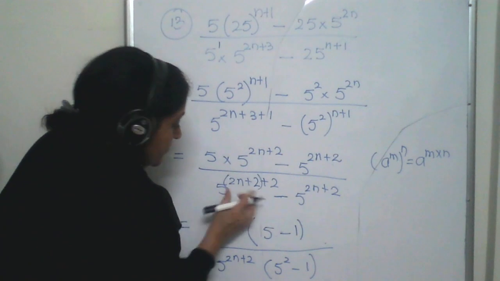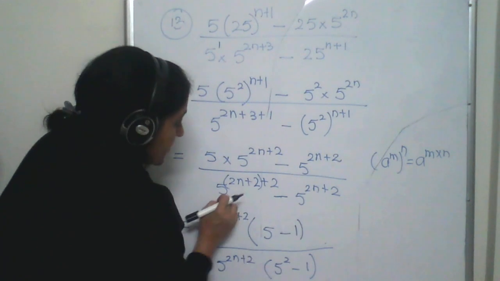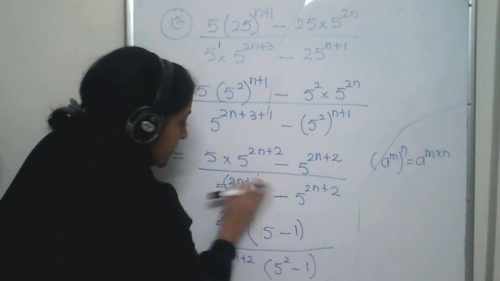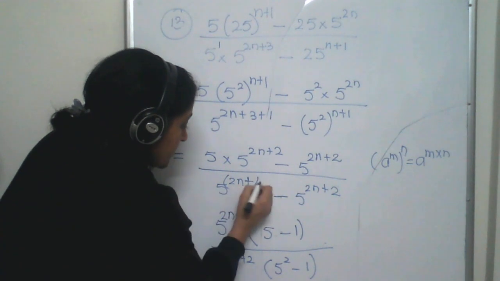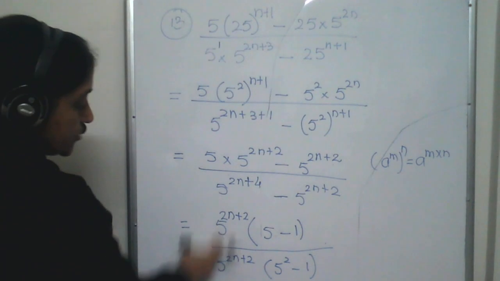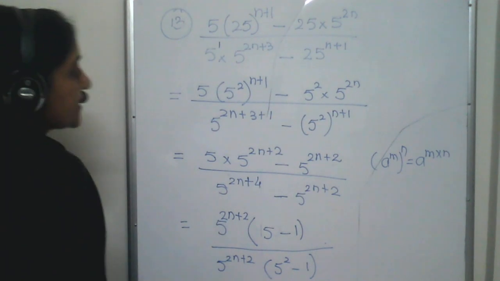Then this part will be common like this. What will remain? 5 to the power 2 will remain here in the denominator. You need not write like this. I just showed so that you can understand. Now after this, these two will get cancelled or get subtracted.